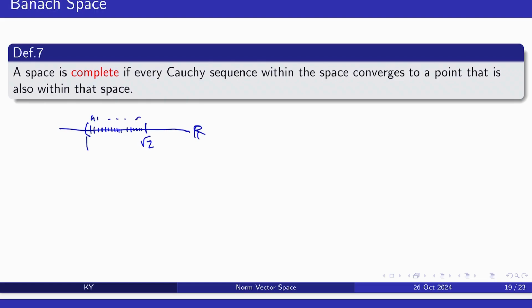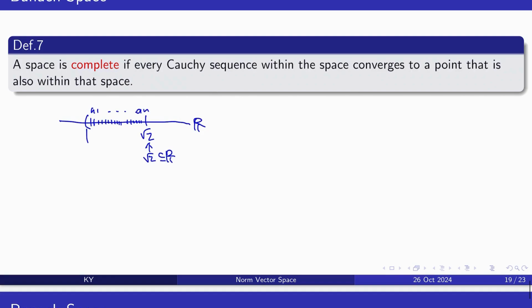So your sequence is this sequence right here, and you want to say that it converges to the square root of 2. Well, the square root of 2 is indeed an irrational number, but that irrational number is also a subset of R. So that's why you're saying that the sequence converges to a point that is also within the space, and it's not outside of the space.